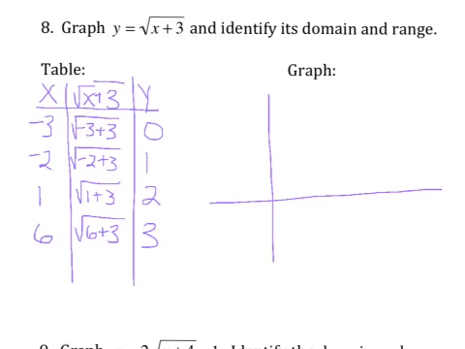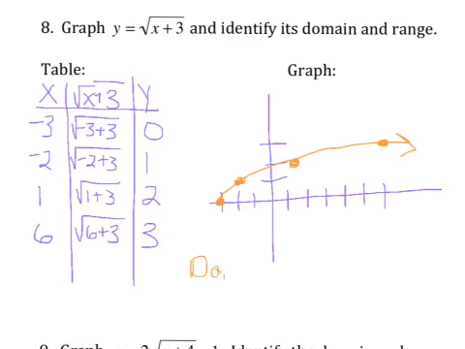Now I have some negative numbers on my graph. So my first point is at negative 3, 0, negative 2, 1, 1, 2, and then last at 6, 3. So our square root graph will look like that.